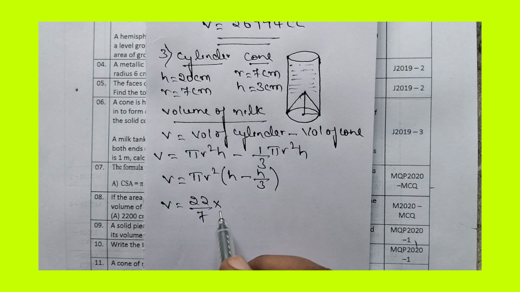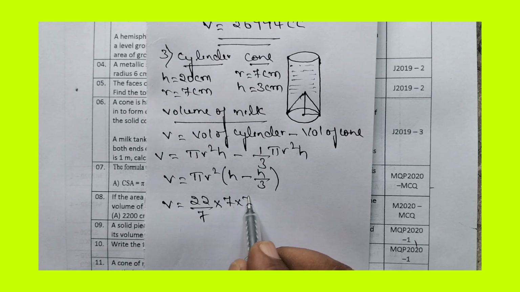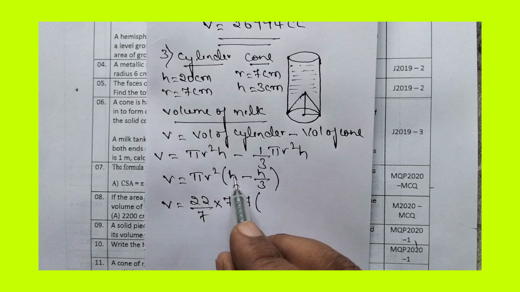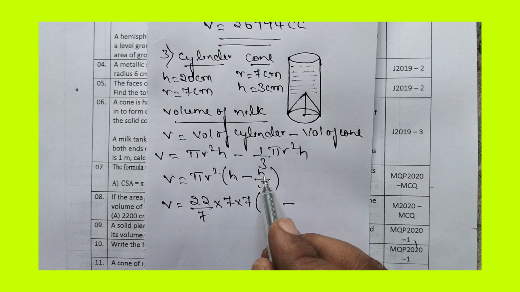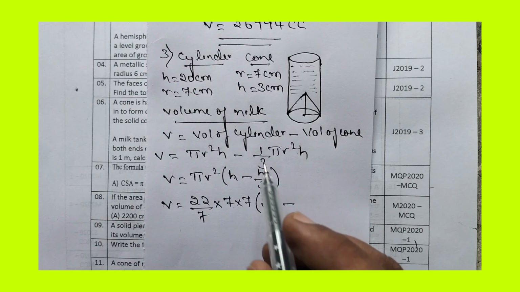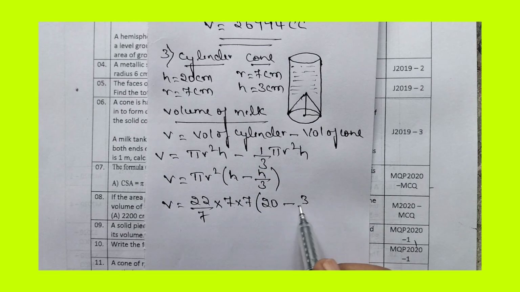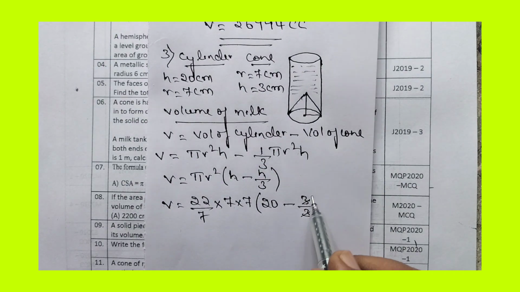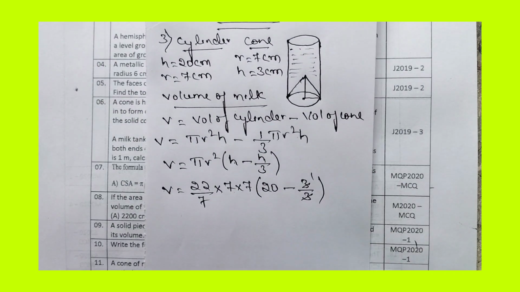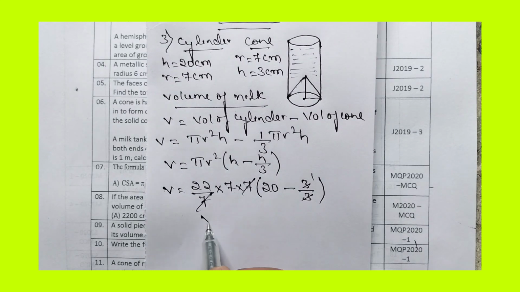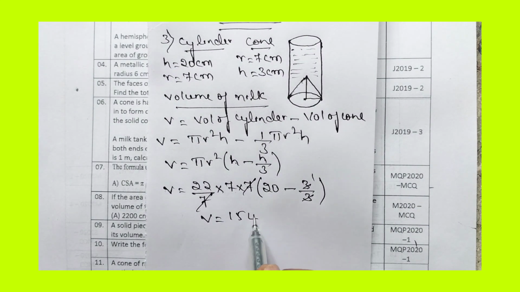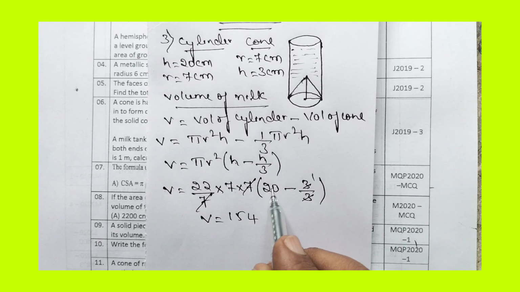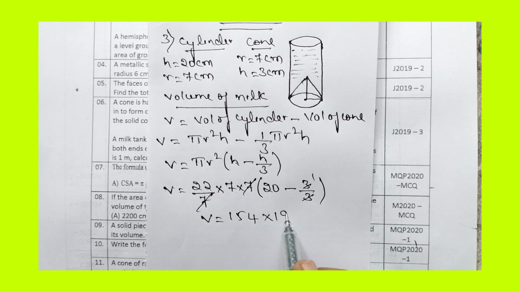Since the radius of both is the same, it is 7 into 7 into height of the cylinder, which is 20, minus height of the cone, which is given as 3. So 3 divided by 3, 3 ones are 3. Now 7 ones are 7. Volume is equal to 22 sevens will become 154 into 20 minus 1, which is 19.